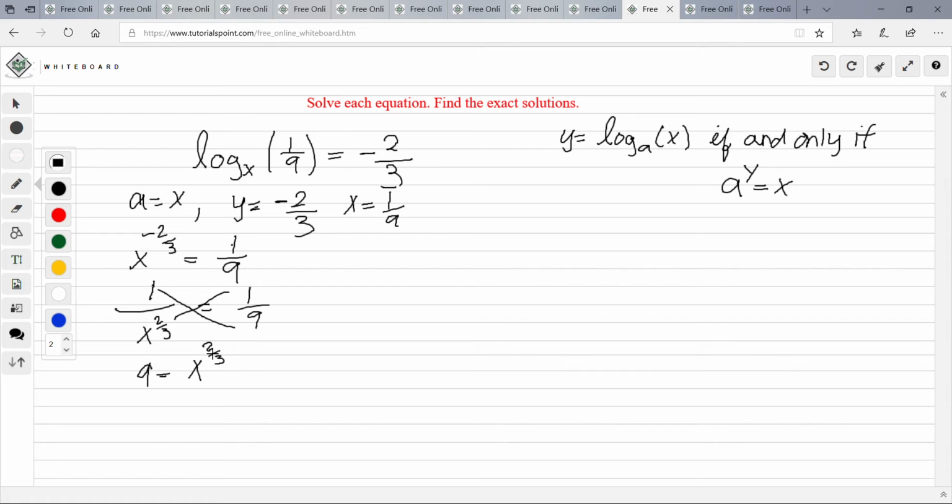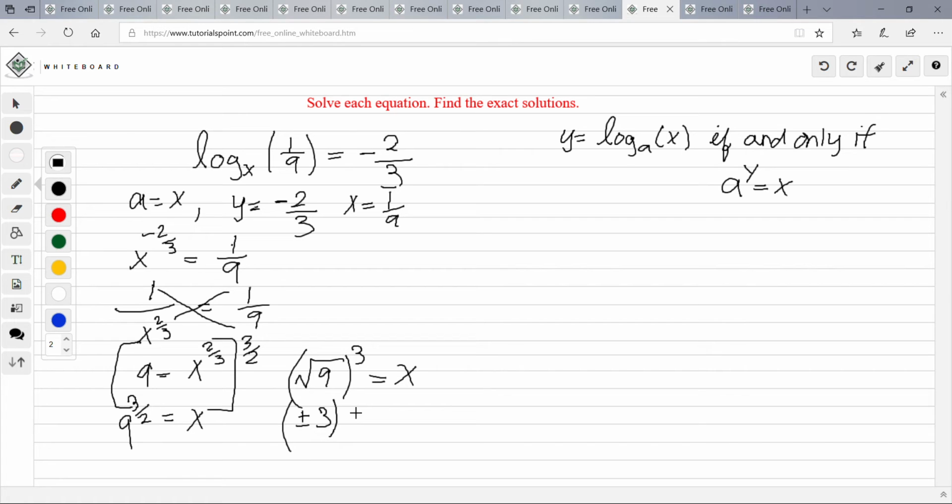My goal is to solve for x, so I want to get rid of this exponent. I'm going to raise everything to the 3/2 power, because when you raise a power to a power, you multiply the exponents. So 2/3 times 3/2 is just 1, which is what we want. This side is just x, and this side is 9 to the 3/2. What is 9 to the 3/2? It's the square root of 9 raised to the 3rd power. The square root of 9 is plus or minus 3, and then you cube that. So you get positive 27 or negative 27 equals x.